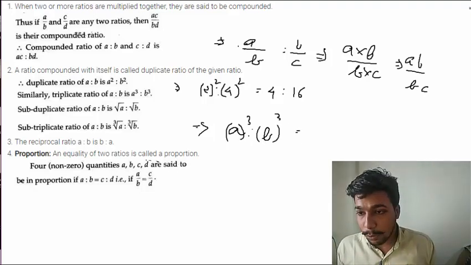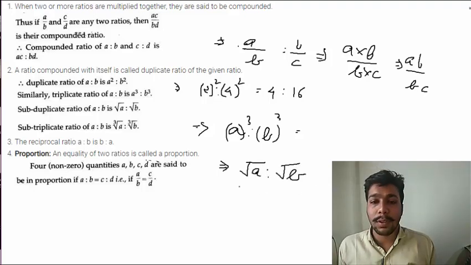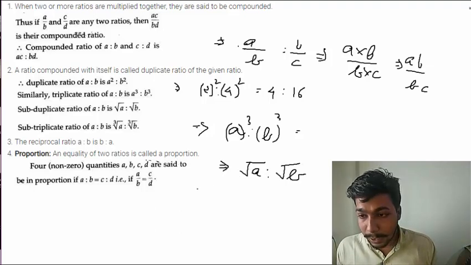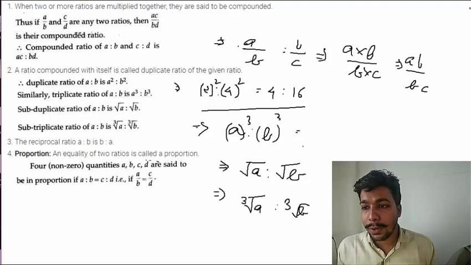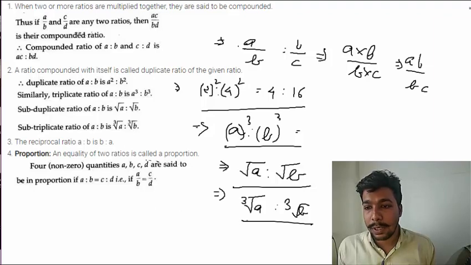Like this, sub-duplicate ratios are the root of that ratio itself, and sub-triplicate ratio is the cube root of that number itself. Okay, so we have read duplicate ratio, triplicate ratio, sub-duplicate ratio, then sub-triplicate ratio.